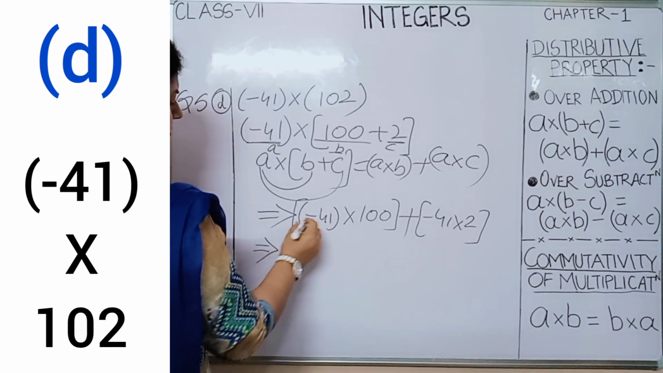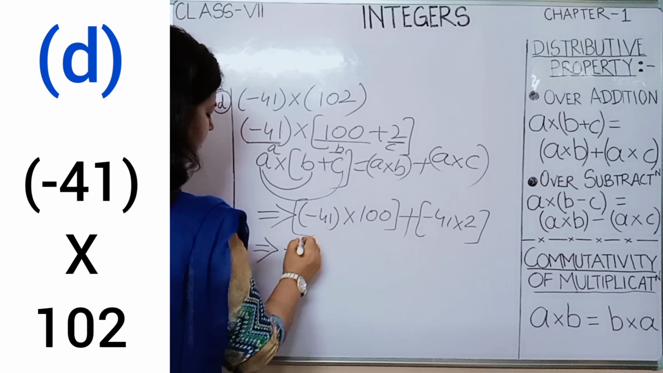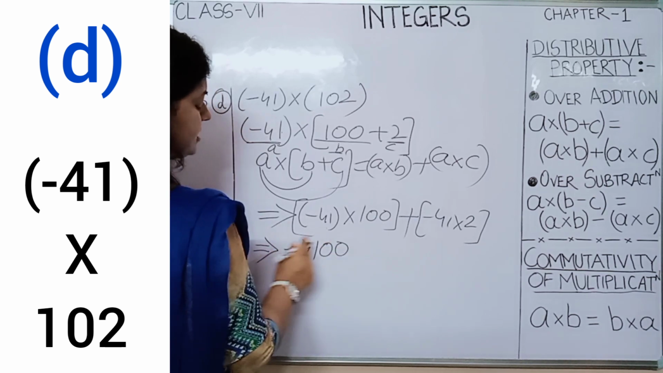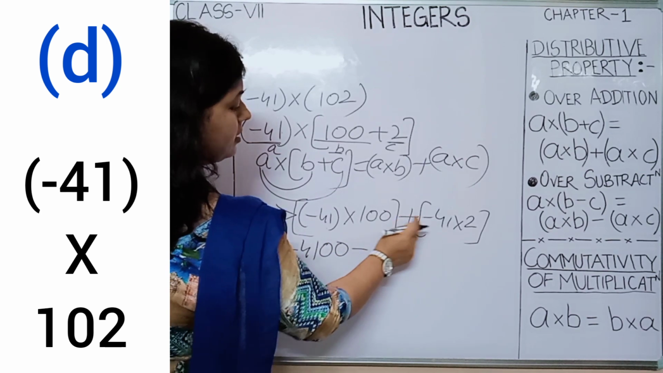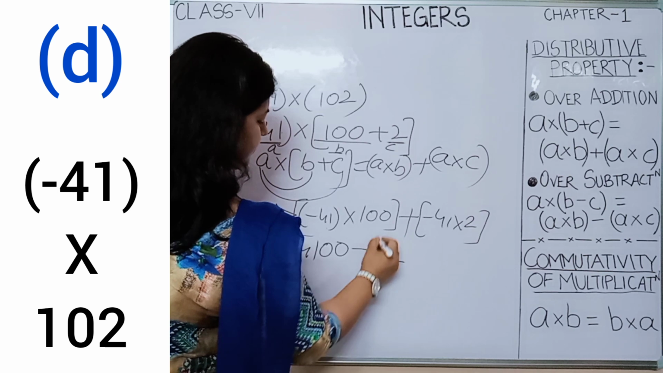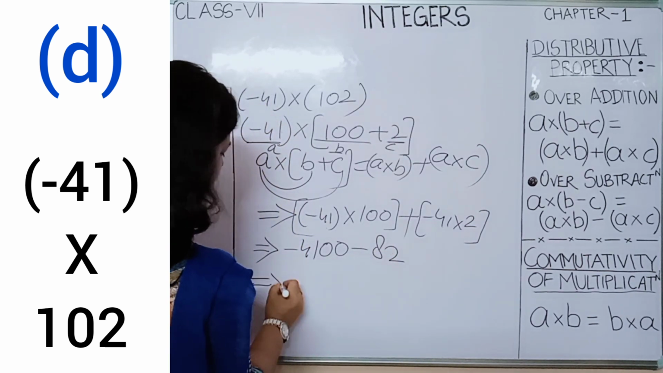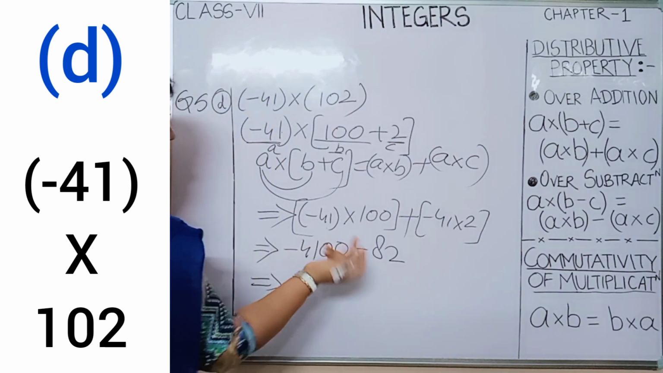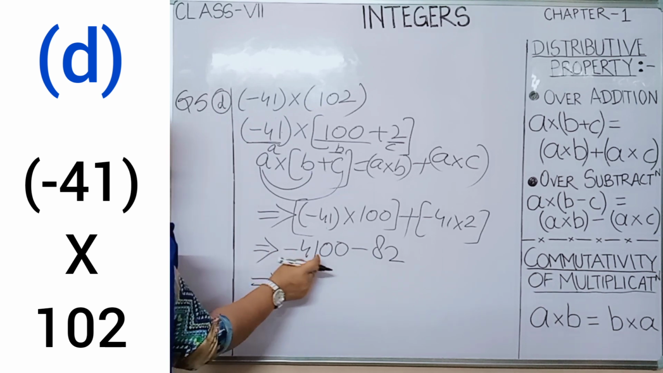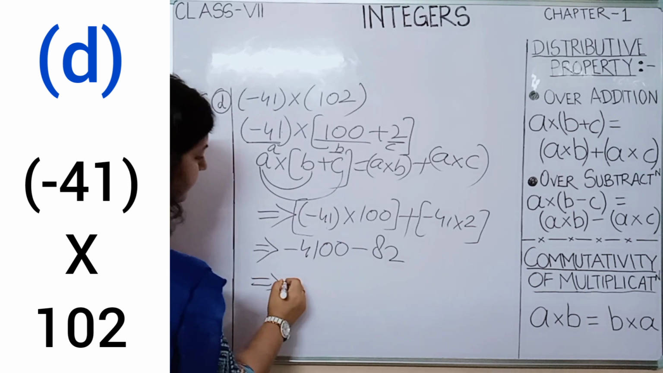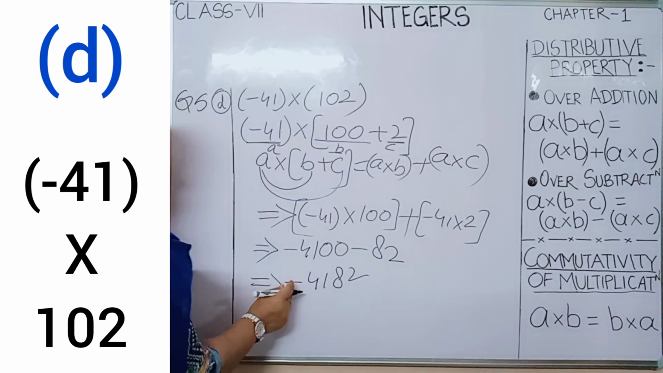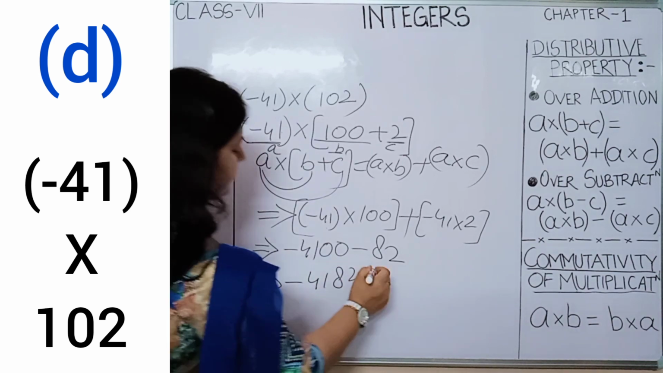Next step is to multiply with 100. We have 4100 with minus sign, minus 82. Now according to the rule, minus minus is plus, but we will take the minus sign because 4100 is the bigger number. Our answer is minus 4182.